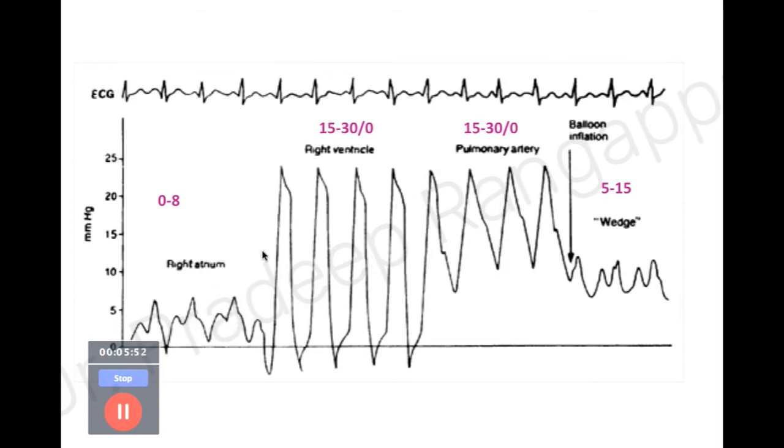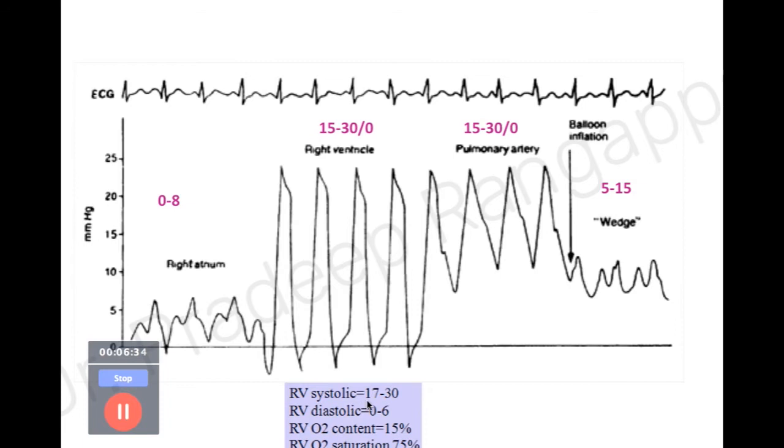So this is the right atrium trace where the pressure is around 0 to 8 centimeter water. This is the right ventricle, which is a sharp trace where the pressure is around 15 to 30 systolic and diastolic is 0. And this is the pulmonary artery trace, which is 15 to 30. Once you wedge, you put 1.5 ml air, it wedges, and that will indicate a pressure of around 5 to 15, which is a reflection of left atrial pressure, which indicates left ventricular end diastolic volume. So this is the typical waveform that, if you are asked, you should be able to recognize. And these are the different pressures in different areas of the heart.